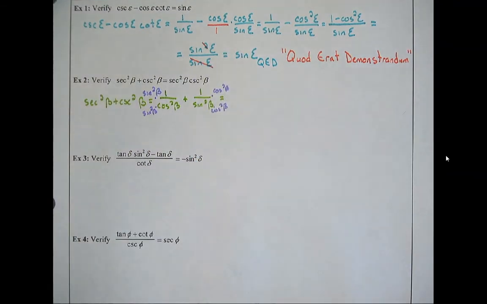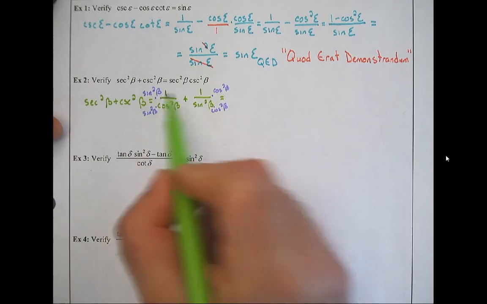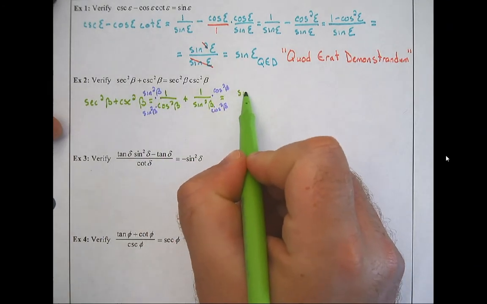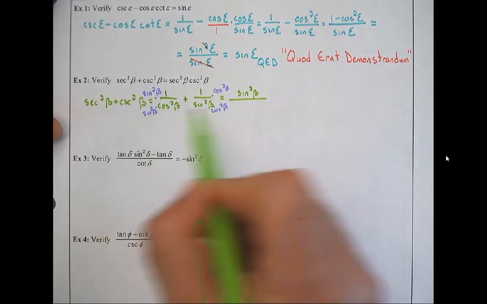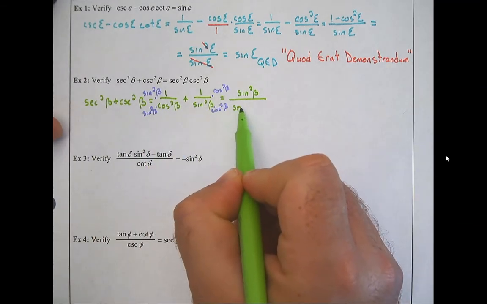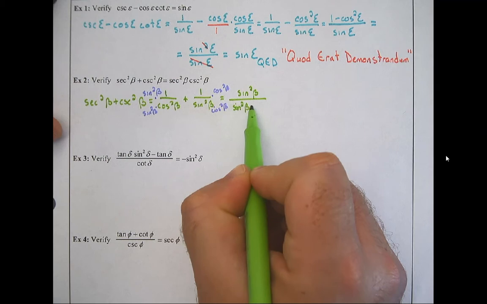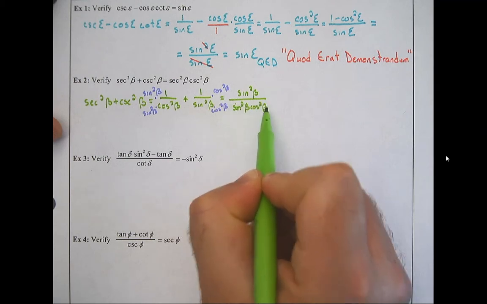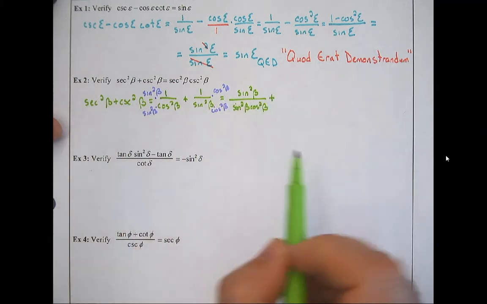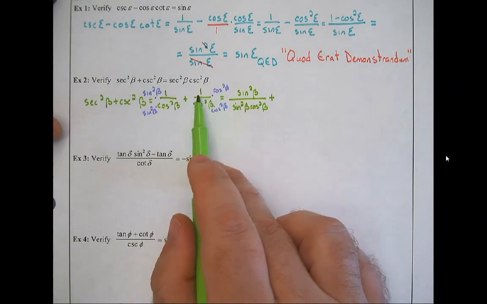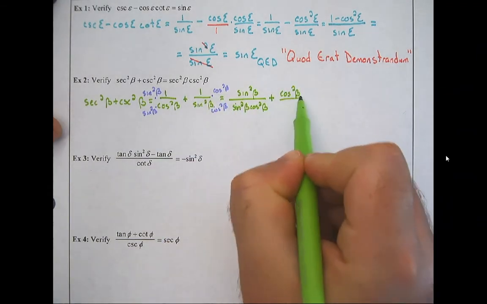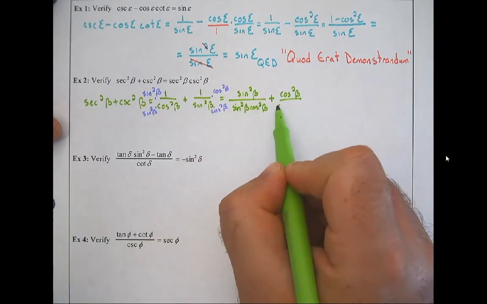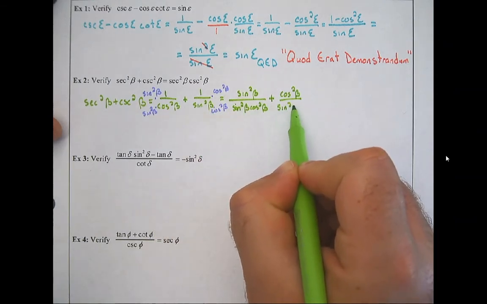So let's see now what our fractions look like. This is going to have a sine squared beta on the top over what's sine squared times cosine squared? Well, sine squared beta cosine squared beta, plus cosine squared times 1 is cosine squared beta. Sine squared beta times cosine squared beta is sine squared cosine squared.